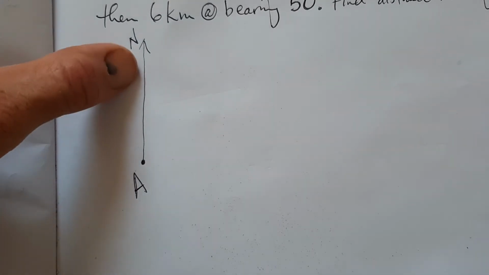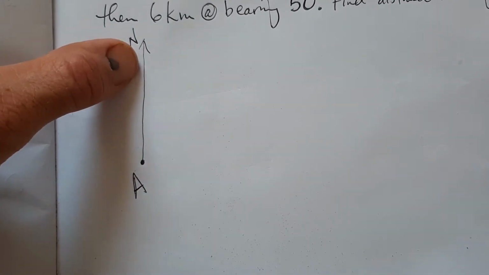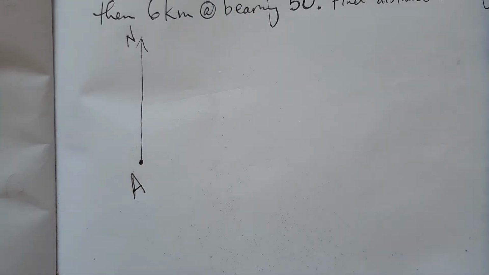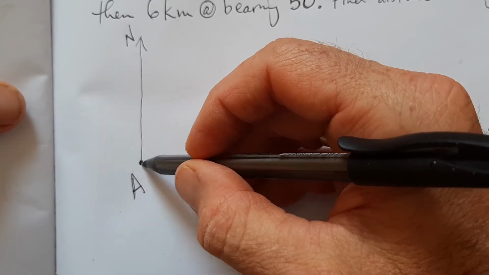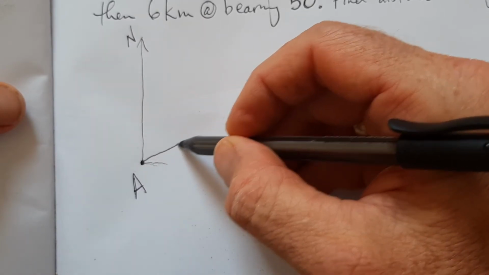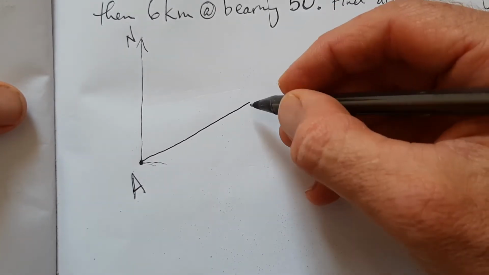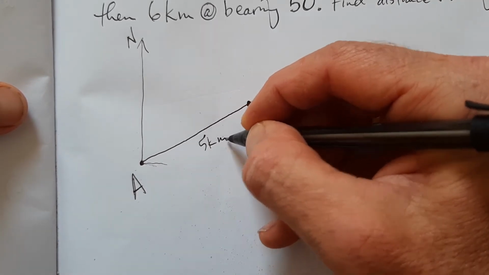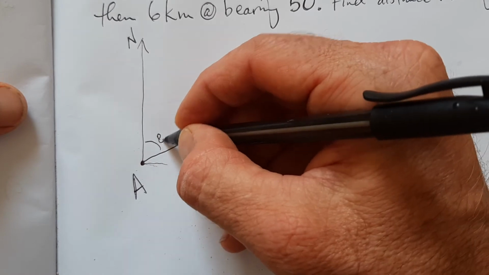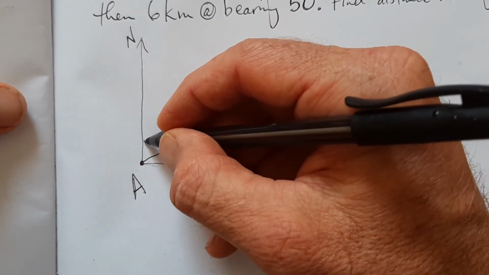So straight north is 0 degrees. This bearing is set up differently than the old unit circle, something to get used to. So you're facing straight north. You turn 85 degrees. Almost 90, right? You turn 85 degrees and you go 5 kilometers. 5 kilometers, 85 degrees. Okay, then what?